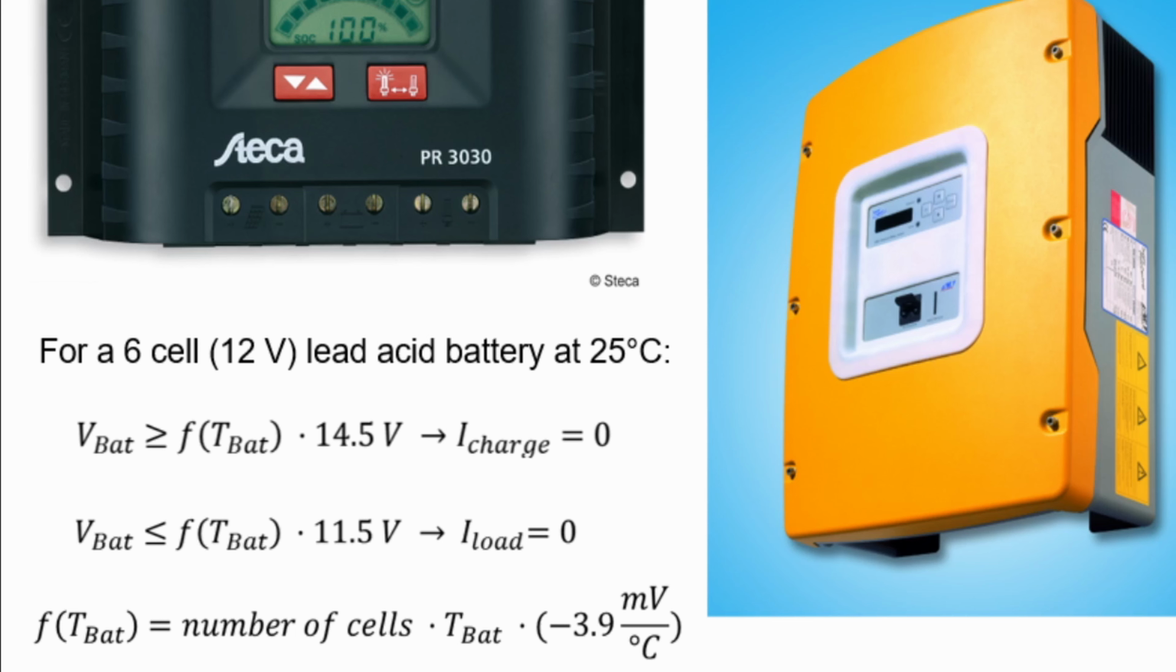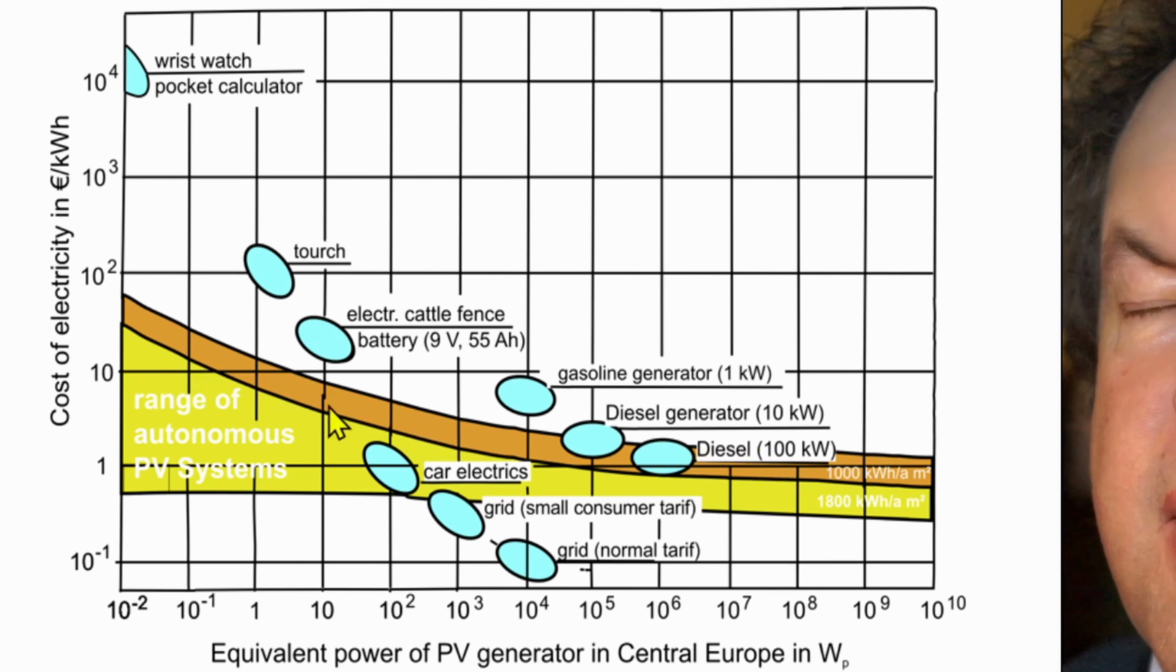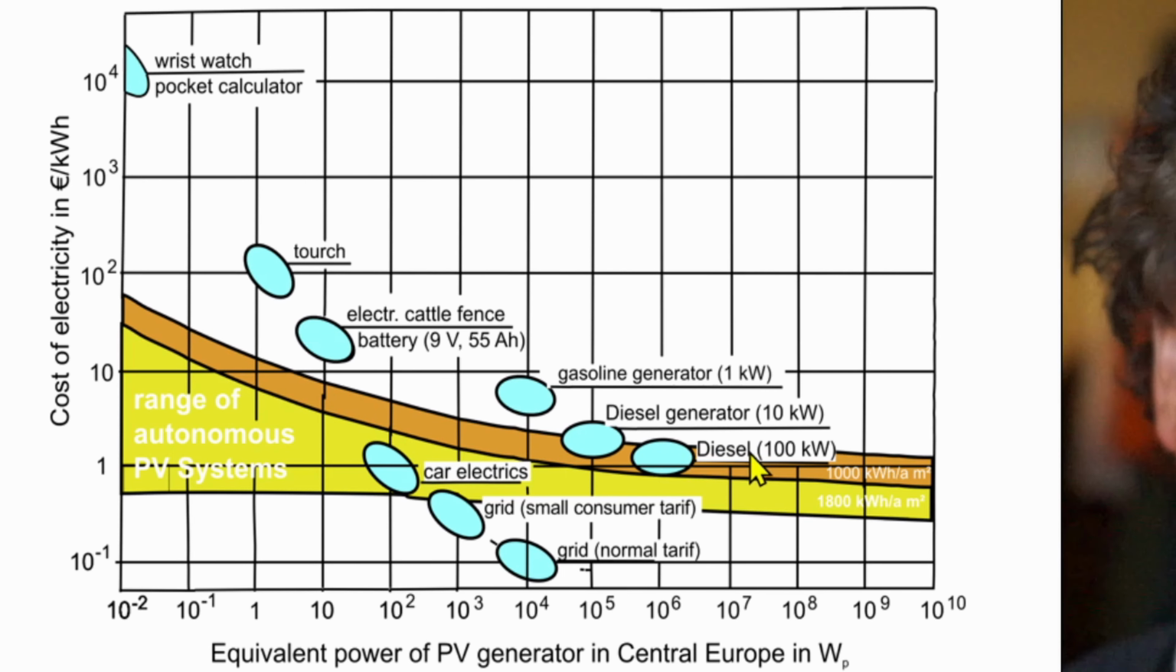Here you see the application, the market for autonomous PV systems, and that means you have a PV generator plus a battery. You see here the costs in yellow. That is for sunny locations. In orange, that's a location as in Germany. So the costs are a bit higher. Then while it's a logarithmic scale, it's not only a little bit higher, that symbolizes a factor of 2.